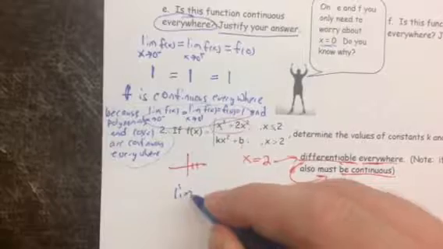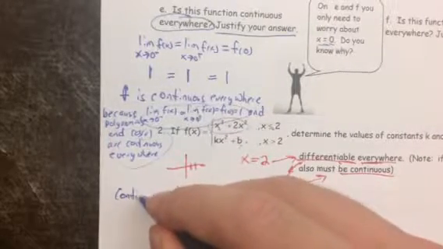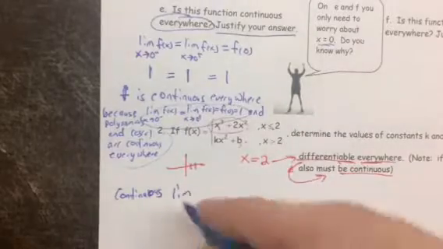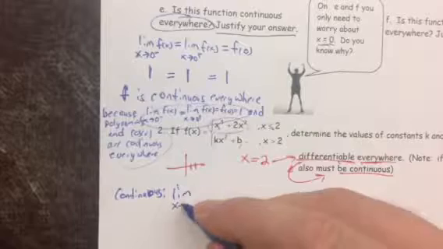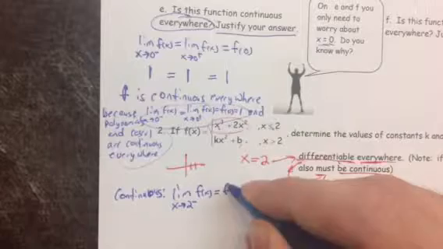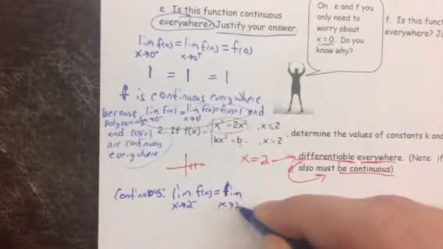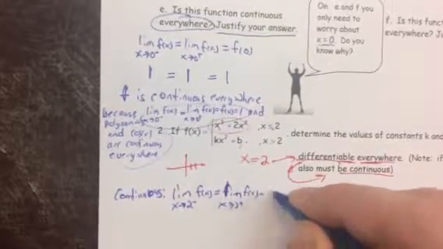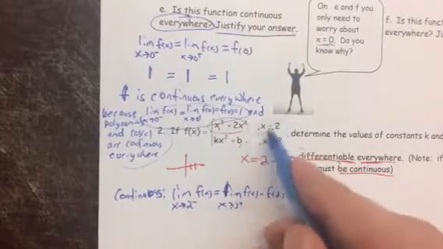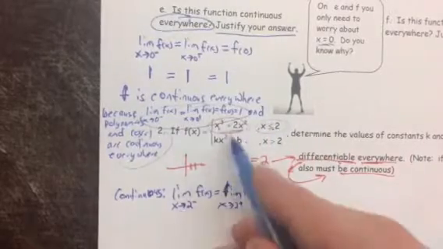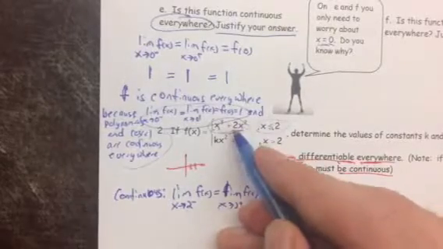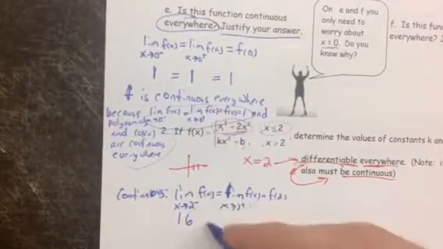To check if it's continuous, we need to do the limit as x approaches 2 from the left. Is that equal to the limit as x approaches 2 from the right? And is that equal to f of 2? So as x approaches 2 from the left, we'll be using the function that's less than 2. This is the function, and we can just do direct substitution. 2 cubed is 8. 2 times 2 squared, 2 squared is 4 times 2 is 8. 8 plus 8 is 16.